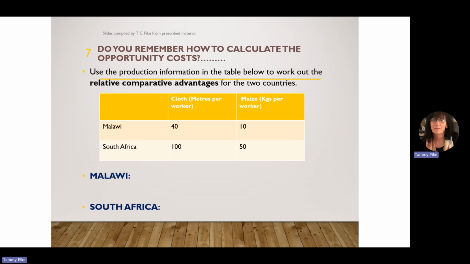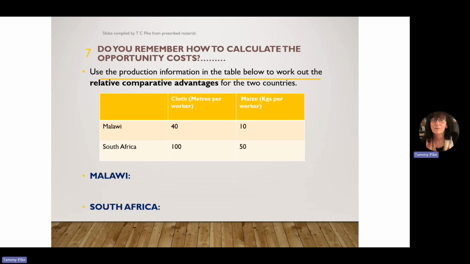Here's an example for you, Malawi and South Africa. Let's look first at who has an absolute advantage. You should be able to tell me quite easily that South Africa has an absolute advantage in the production of cloth, and South Africa also has an absolute advantage in the production of maize. And then you go in and calculate your opportunity costs in order to work out comparative advantage. Let's go and see what you should be doing there.